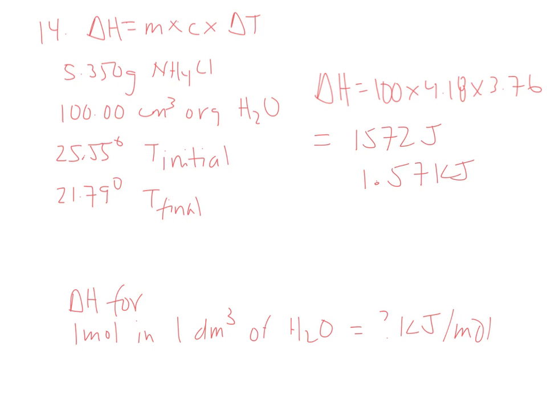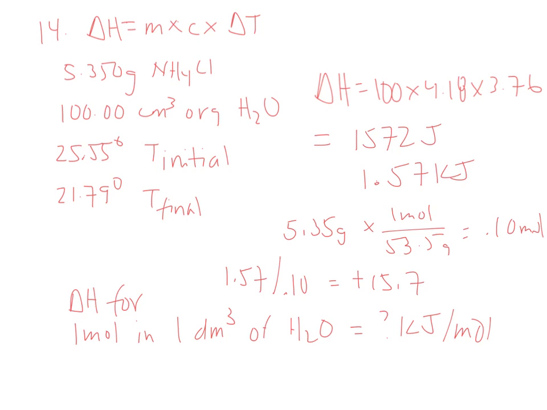To come up with my molar amount, I have 5.35 grams. And the molar mass, when I look up my solute here, ammonium chloride, NH4Cl, 1 mole of that is going to have a mass of 53.5 grams. So we're really talking about just 1/10 of a mole. When I come up with the kilojoules per mole, so I know 1 mole in 1 decimeter of water, that would be 1.57 divided by the 0.10 moles, and I end up with 15.7, and again it's going to be positive because the temperature decreased, showing heat was absorbed, kilojoules per mole.